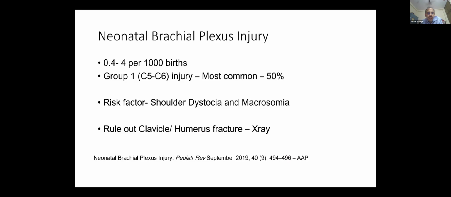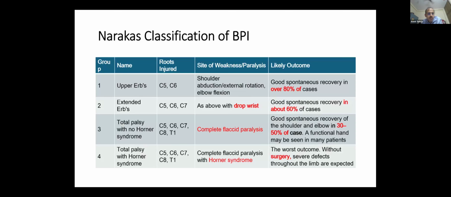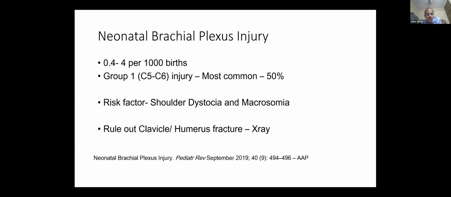So in neonatal brachial plexus injury, the incidence is around 0.4 to 4 per thousand. Narakas has divided it into four groups. These are the four groups. The first group is most commonly seen, 50% of the cases. The risk factors are shoulder dystocia, macrosomia more than 4 kg, clavicle fracture, humerus fracture. These should be ruled out by X-ray.